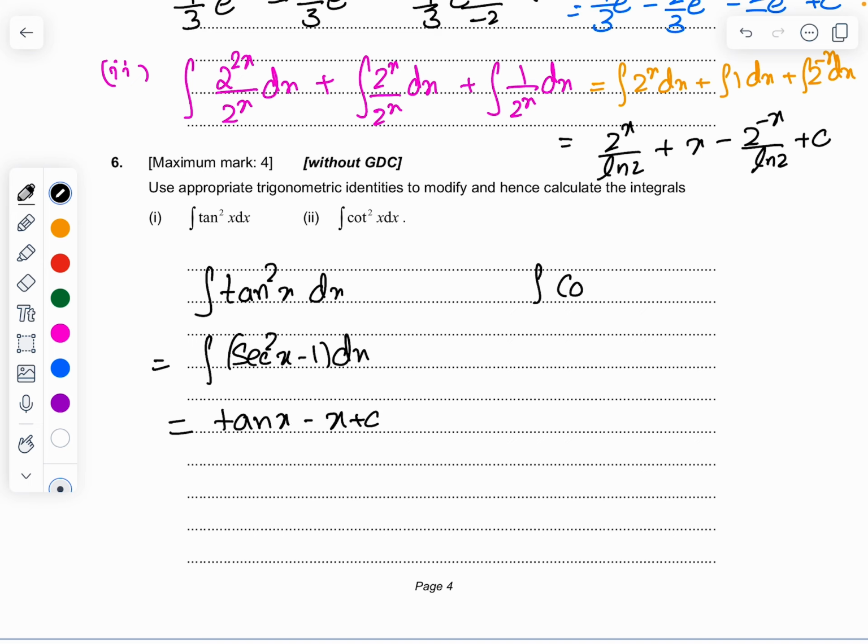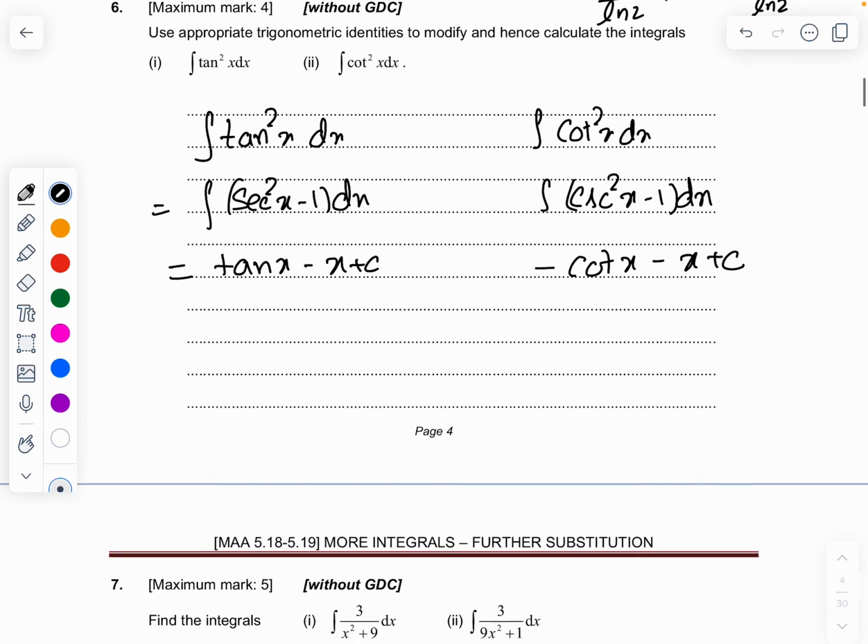Now integral of cot square x. Cot square x can be written as cosecant square x minus 1. So integral of cosecant square x is minus cot x. Then minus x plus c.